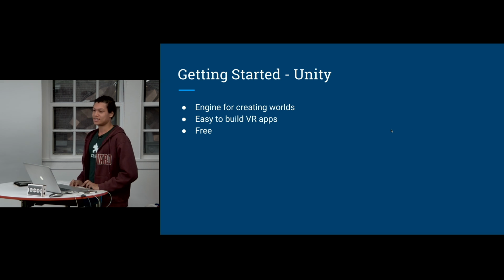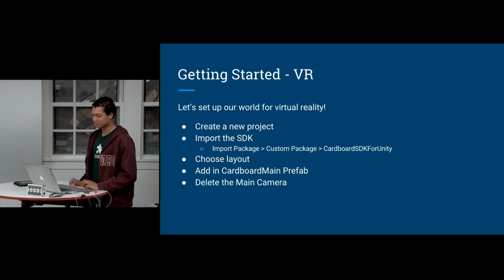So Unity is an engine for creating your 3D worlds. We'll be using some other things to actually do the programming and uploading it to your phone. But for the actual world, that's all going to be done in Unity. It makes it really easy to build virtual reality apps, and it's completely free, as long as you're not making more than $10,000, which probably you're not, given that you haven't made an app yet. So let's set up our world for virtual reality.